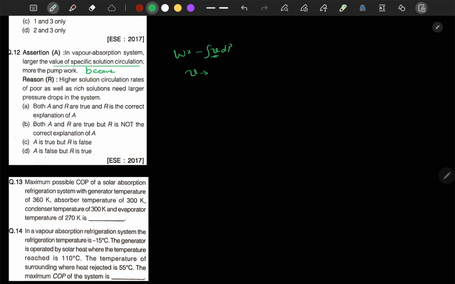So if we write, in a vapor absorption system, the larger the value of specific solution circulation, the more the pump work, because the higher the circulation rate of poor as well as rich solution needs larger pressure drop in the system. It is correct. Larger the pressure drop, the more the work done. Okay, so option A is correct here.